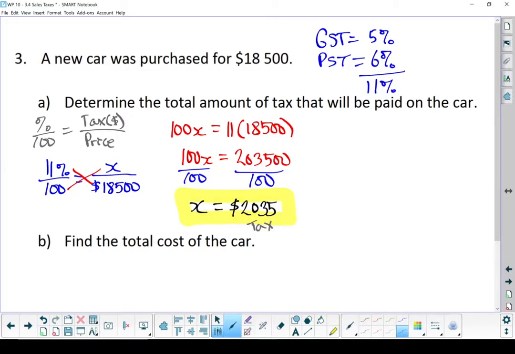Final cost of that car. Let's add the purchase price plus the tax. And there we go. Total price of that car, $20,535.